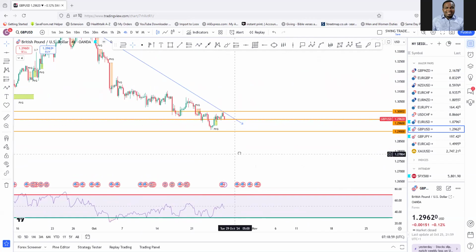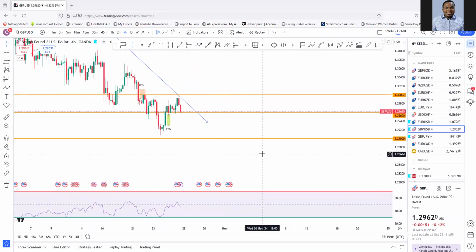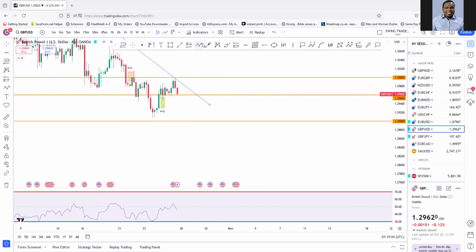Now, here is a little counter trend on the 4-hour time frame. I'm going to put this counter trend line right here.